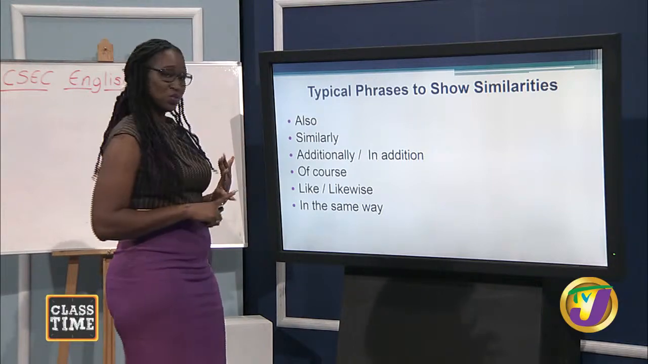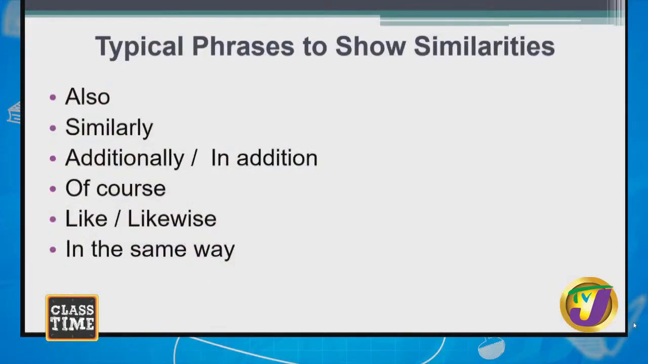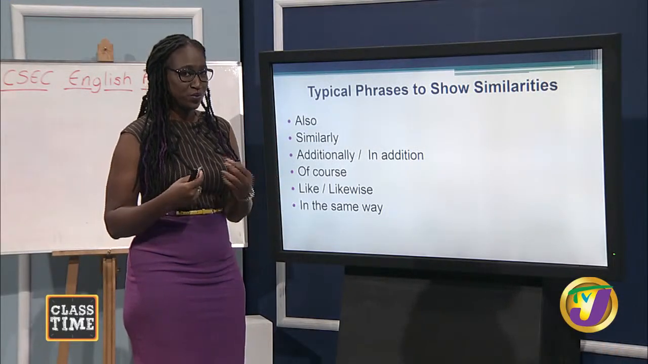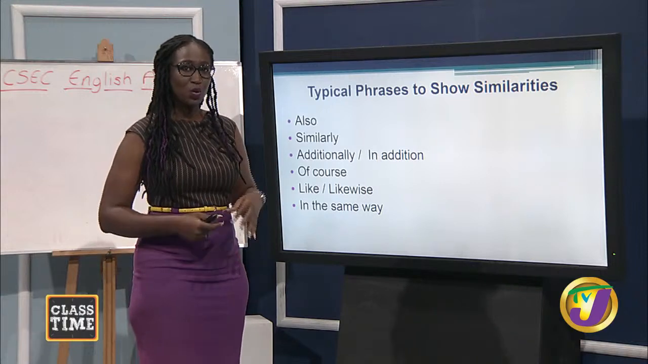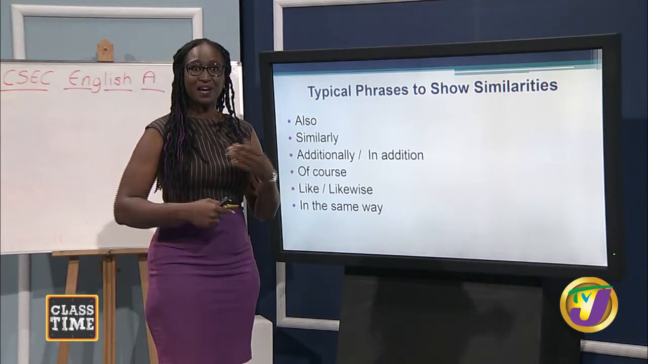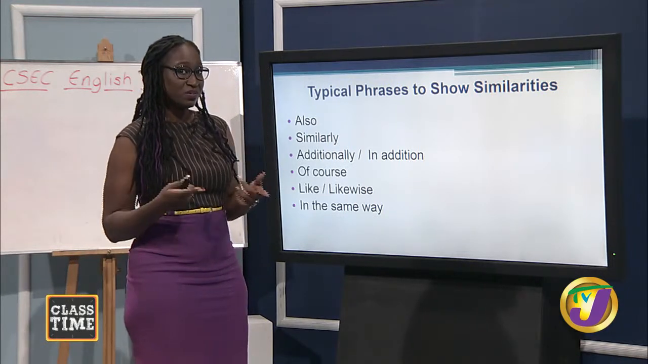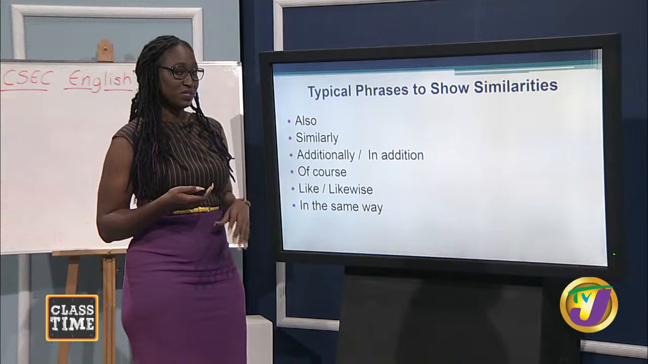So you have also, similarly, additionally or in addition. You have of course, you have like or likewise, and you have in the same way. So again, there's nothing wrong with using these, just that you want to ensure that you don't only use these words. You want to be practicing and honing your skills so that as you go along, you are improving. So let's look at some alternatives to these words that you could possibly use.